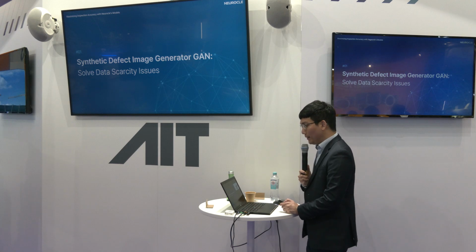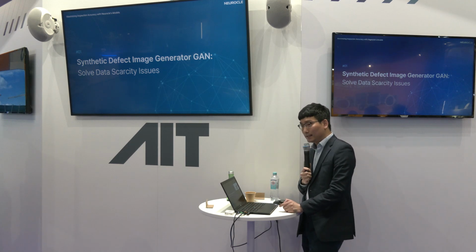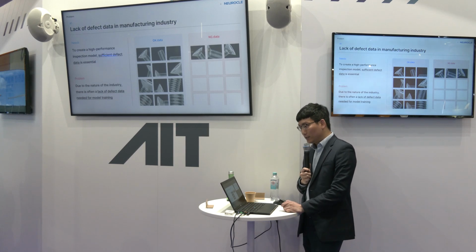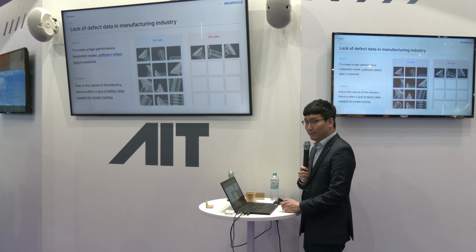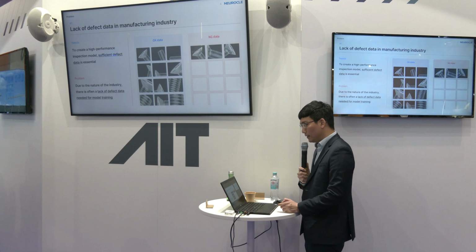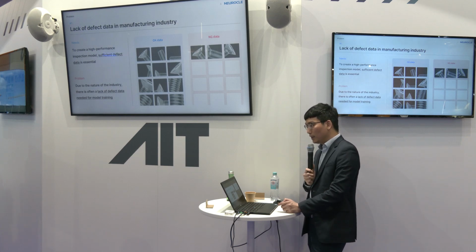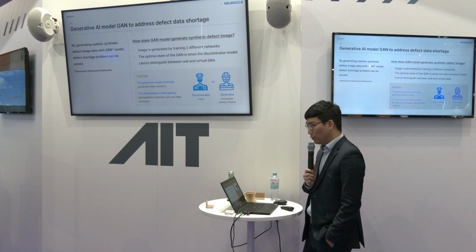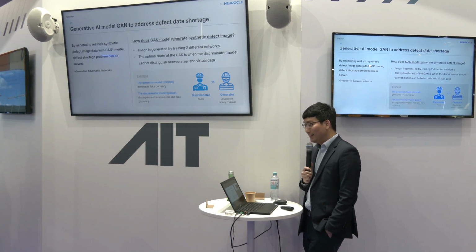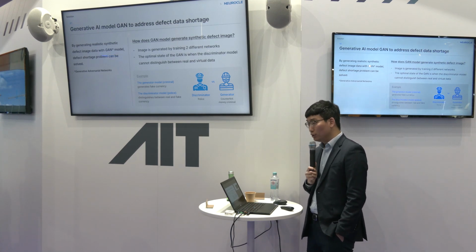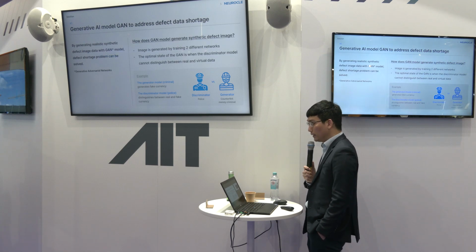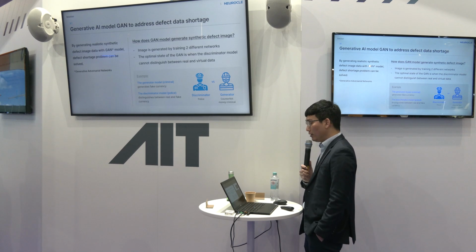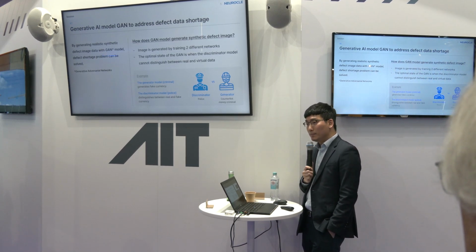Let's go to the first topic, synthetic data, to solve the data scarcity problem. As I mentioned, on the manufacturing side, we are lacking defect data. So this is a big problem. To solve this problem, we introduced the GAN model, Generative Adversarial Network. In a GAN model, actually, we have two models. One is the generator, and the other is the discriminator. The generator will create new images.